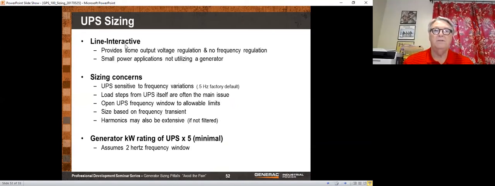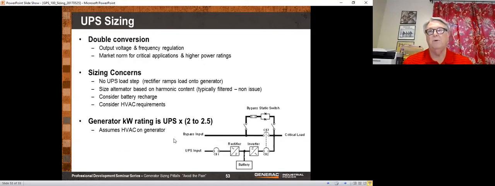Line interactive is not much better. It requires 5 times. So anything significant, we would ask you to go with a double conversion. And here the generator generally needs to be 2 to 2.5 times the size of the UPS, but that 2 to 2.5 times includes powering the UPS and also providing air conditioning and lighting and so on for that room.